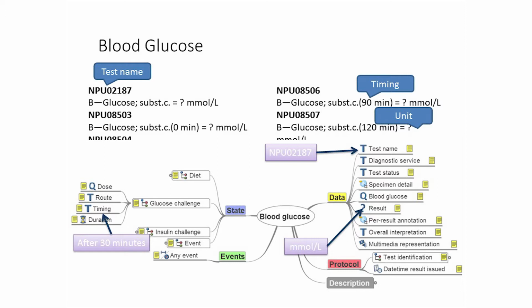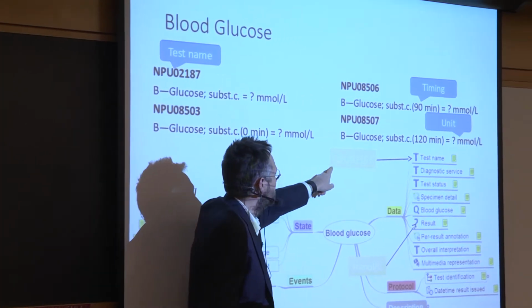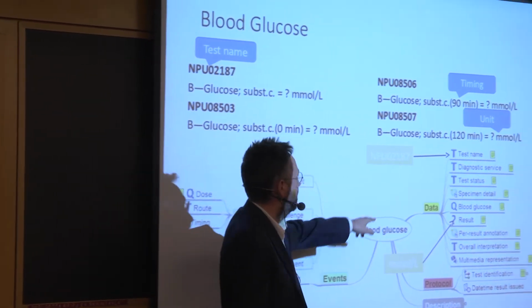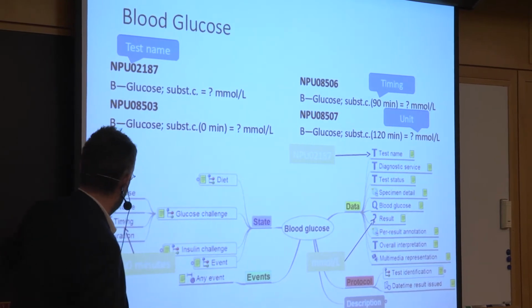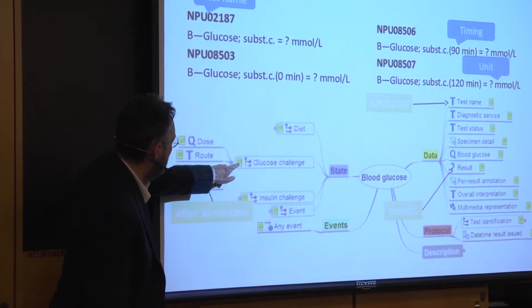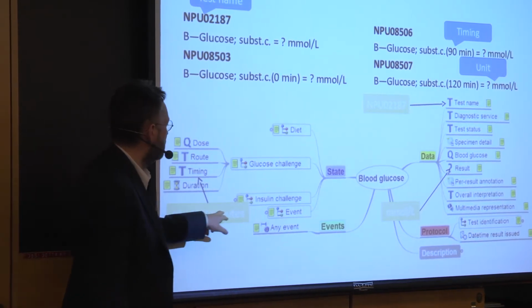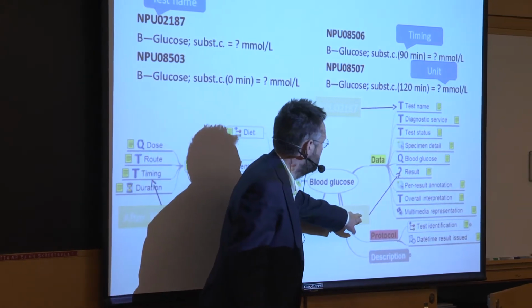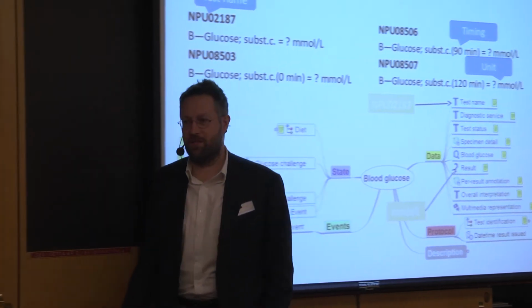So at least one idea would be to take the most generic blood glucose MPU code and put that there. So that's MPU 02187, and put that in the test name slot of the blood glucose archetype. And you see that there's a timing part, some specification of the glucose challenge here. So you could say after 30 minutes. And then you have the unit, which is actually hidden deep inside the results there.